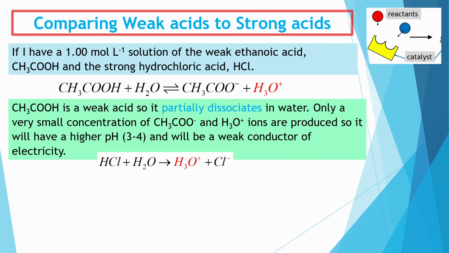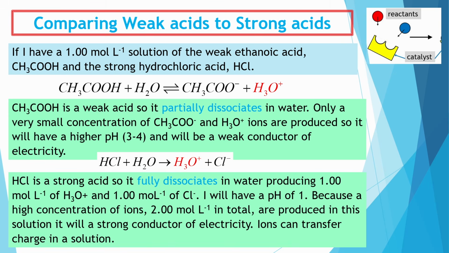Now, if I'm comparing it, remember, against a strong acid, here's a strong acid. I've drawn the equation HCl plus H2O. I draw a single arrow going to H3O+ plus Cl-. It fully dissociates in water. Now it produces 1 mole per litre of H3O+ and 1 mole per litre of Cl-.